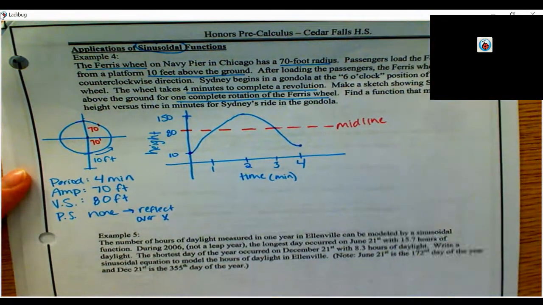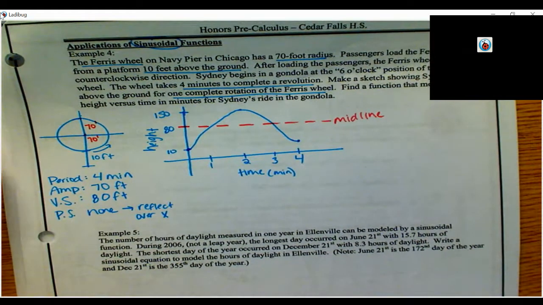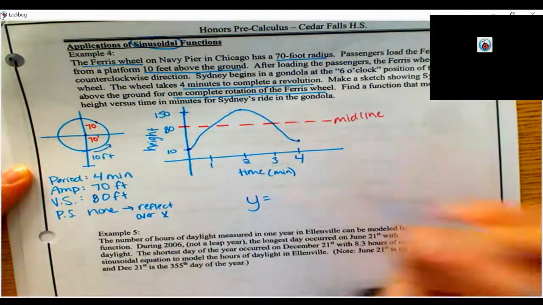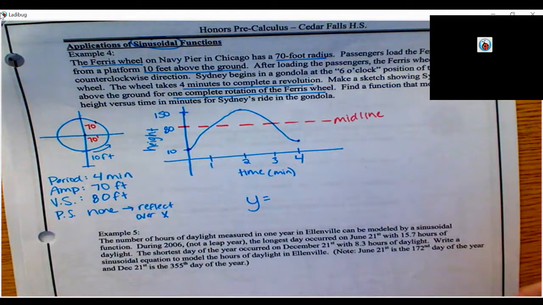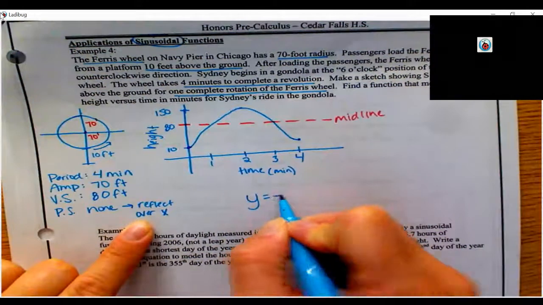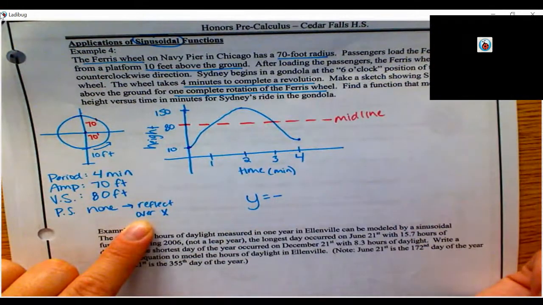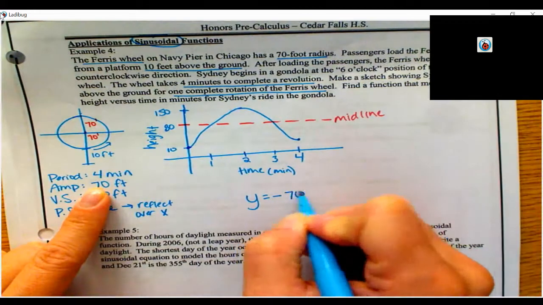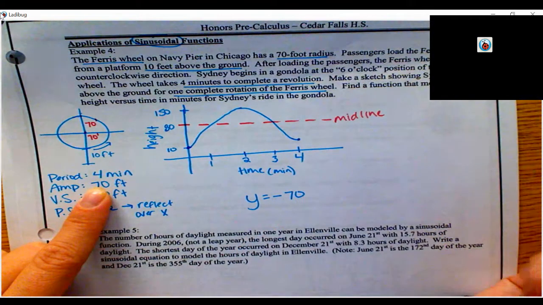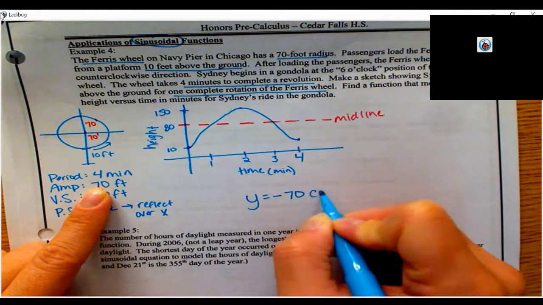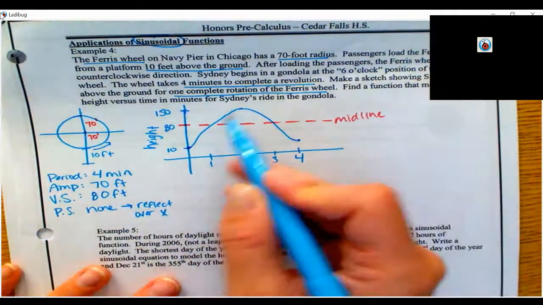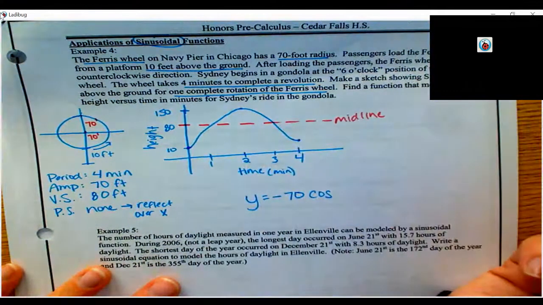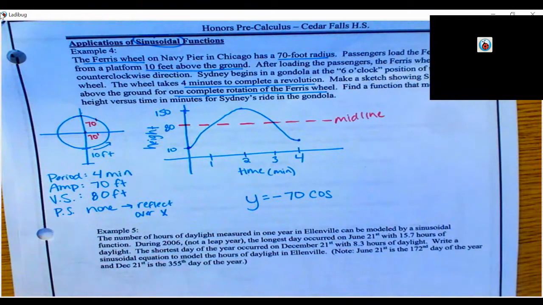Okay, do I have enough information to write this equation? I think I do. So we've got an equation of y equals, since I'm reflecting over x, I need this number out front to be negative because I'm flipping it. My amplitude is 70, so I got to start with that. That's my a value. I'm using cosine because this is cosine's graph flipped. Do I have my b value? I don't have b yet.